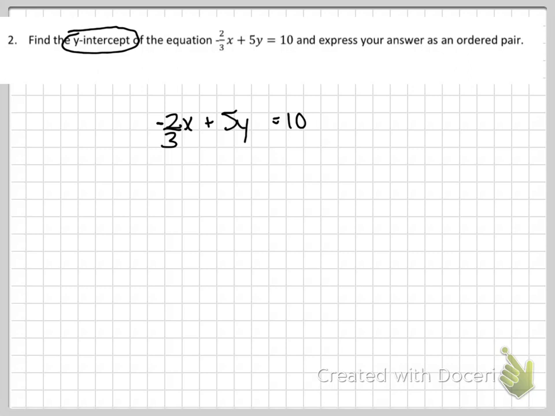Let's just review what we need to do to find either the x or the y-intercept. You might recall that to find the x-intercept, we set y equal to 0 and solve for x. And to find the y-intercept, I would need to set x equal to 0 and solve for y.